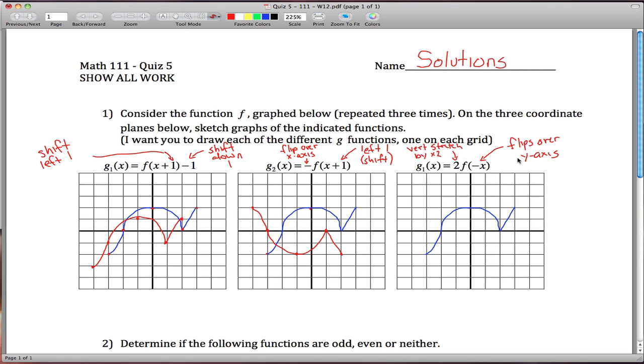So let's see, flip over the y-axis. This point, if you flip it over the y-axis, it stays right there. If you stretch it vertically by a factor of 2, it goes up there. Let's see, where was I?